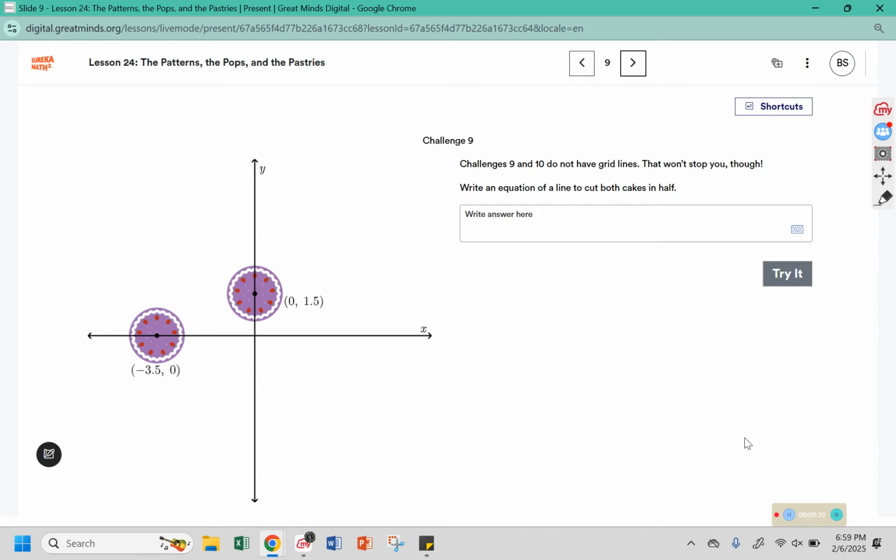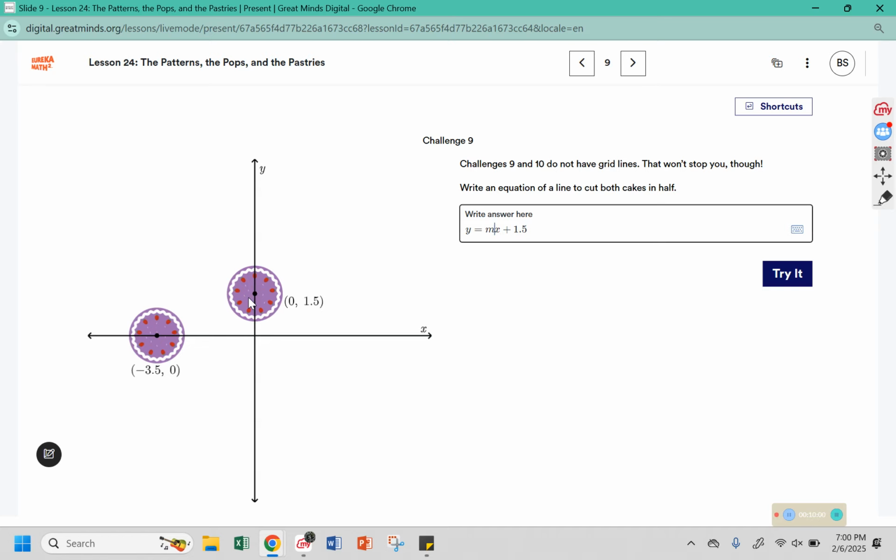Challenges 9 and 10 do not have grid lines, but it says that won't stop you though. Write an equation of the line that cuts both cakes in half. So we can use y equals mx plus b because this pie is on the y-axis. So you can see here that it has (0, 1.5). So the y-intercept on this one is 1.5.